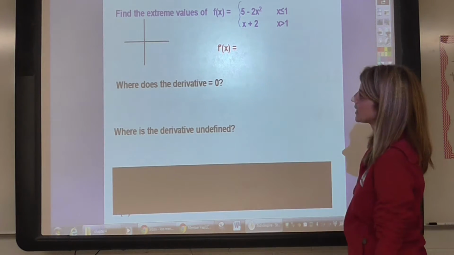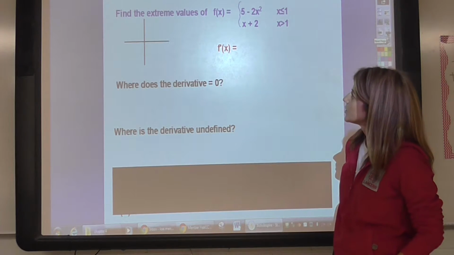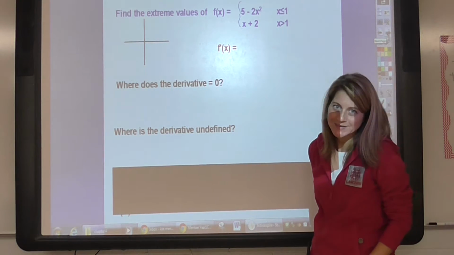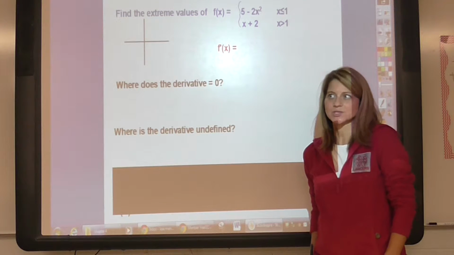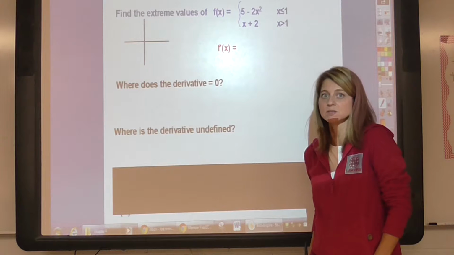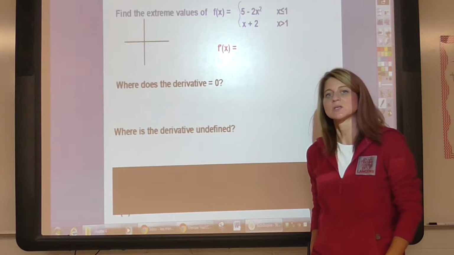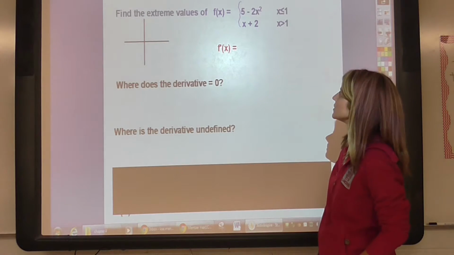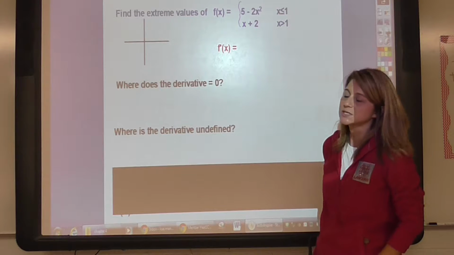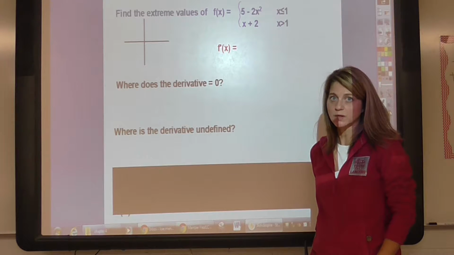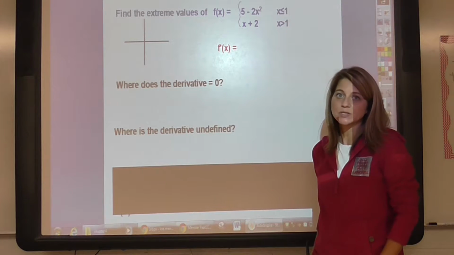And I believe we have one last one. Yes. Okay, so let's go find our extreme values, and don't freak out on this one because you have a piecewise function. It's actually okay. It's just literally in 2 tiny pieces. So we're going to find the extreme values of this piecewise function. The first part is 5 minus 2x squared, where x is less than or equal to 1. And where it's greater than 1, we just have a line of x plus 2.